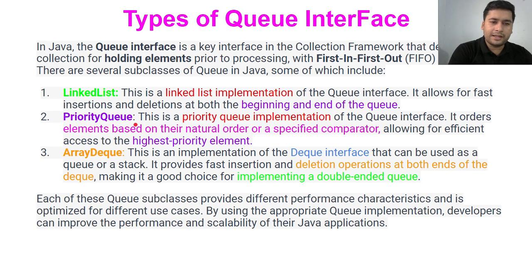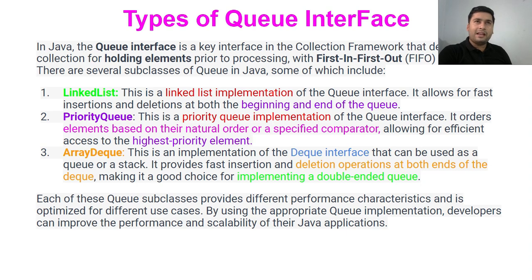So a priority queue is an implementation of the Queue interface only. So we can say PriorityQueue is a subclass or implementation of the Queue interface. It orders elements based on their natural order or a specified comparator, allowing for efficient access. It means that it basically stores the data based on natural order, and it can also be specified with a comparator. So in collections there is a Comparator, which is an interface.